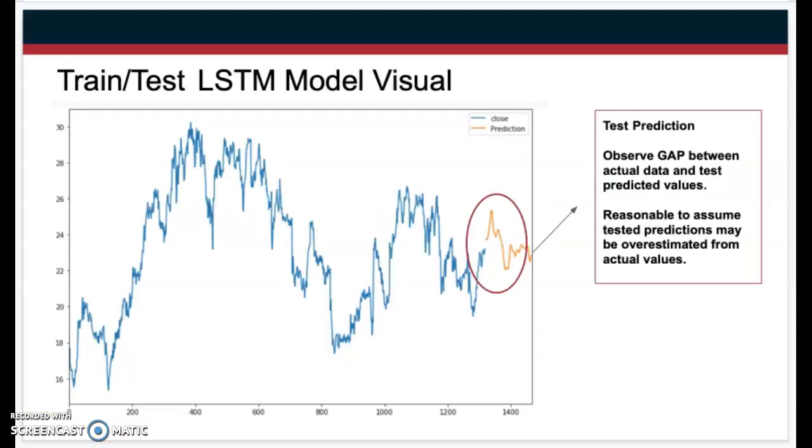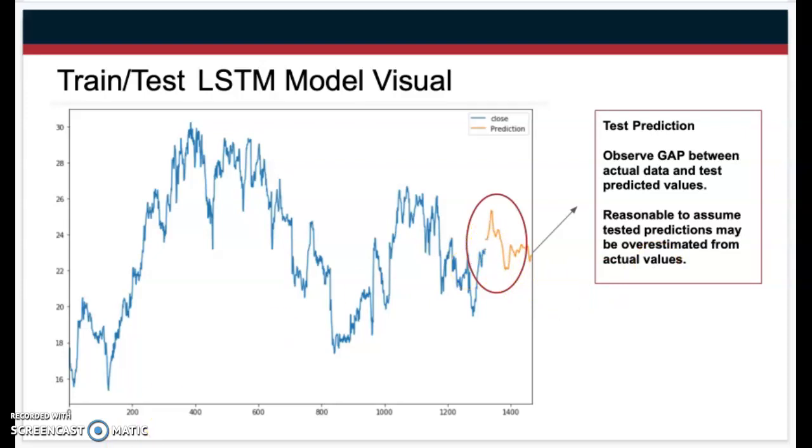So here's a visual of our tested data set. Remember, our test was 10%, so the first 90% is the actual data that we trained on, and then here is our 10% test. And in this model, we can see that there's a slight gap. One observation that could be made, once we actually compare this to the actual data in our test prediction, is that we may have overestimated the actual values, seeing how it jumped right here.